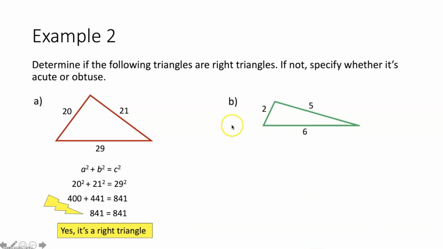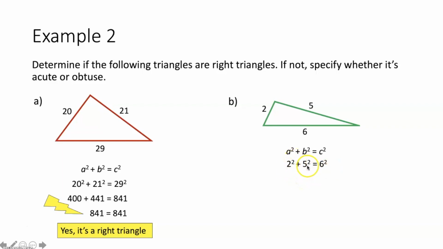Part B, doing the same thing. We're going to start with our Pythagorean theorem. A squared plus b squared is equal to c squared. And we're going to adjust our equal sign if need be. Remember, our a and our b value are going to be the two smaller legs because our c value has to be the longest side of our triangle. So 6 is going to go in for my c, and then it doesn't matter which goes in for a or b in terms of 2 and 5. So I plug those in, and now I simplify and figure out if these two sides are equal to one another.